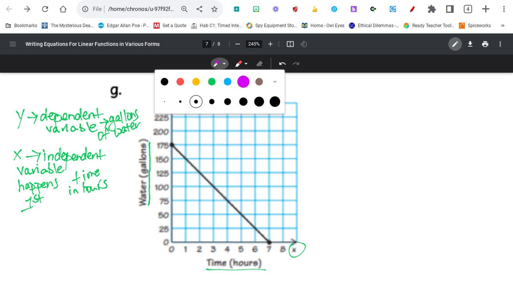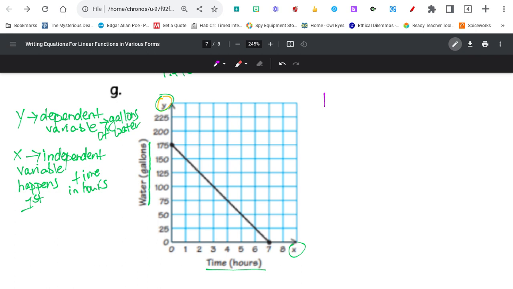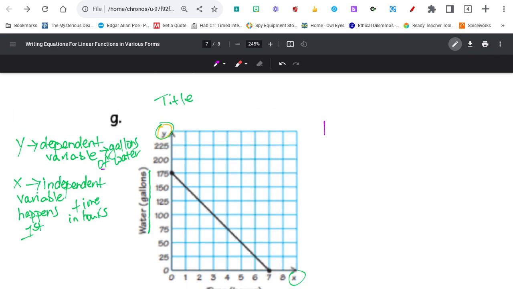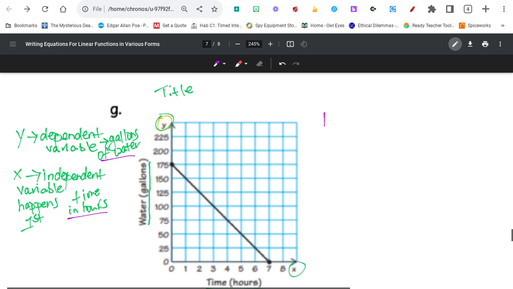All right, so let's see. I'm going to try to find B. Well, I know I have. Let me go back and write a title. So I got gallons of water and I got time and hours. And so I can tell, I'm going to write B first. I'm going to go back and get the title. B, here's your y-axis. And it's touching the y-axis right there at 175. That's 175 gallons, and your x is 0. So that's the ordered pair: 0, 175.